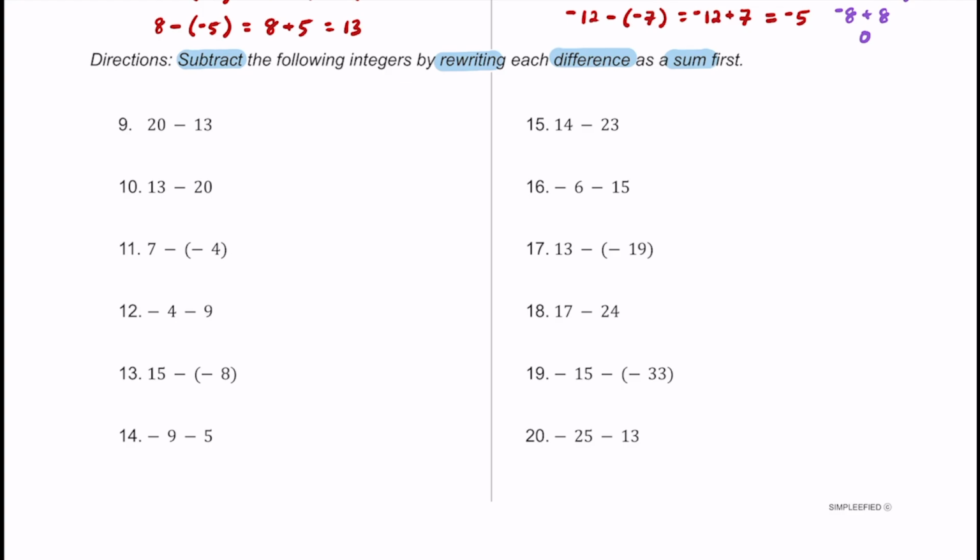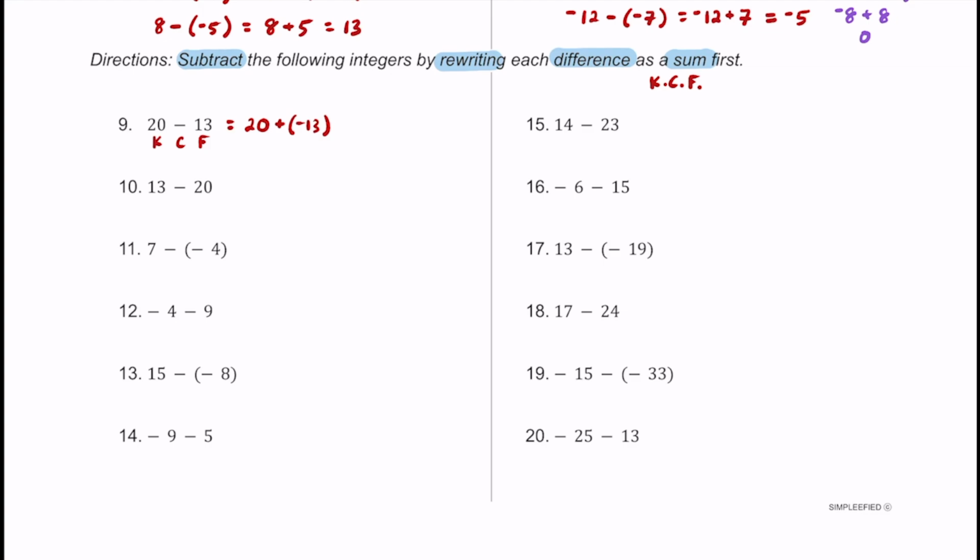That's basically what that is saying. Keep, change, flip. All right, for number 9, we have 20 take away 13. We're going to keep, then change, then flip. I know this one's pretty straightforward to do, but let's just practice doing it anyway. So we have 20 and we're going to add a negative 13, right?